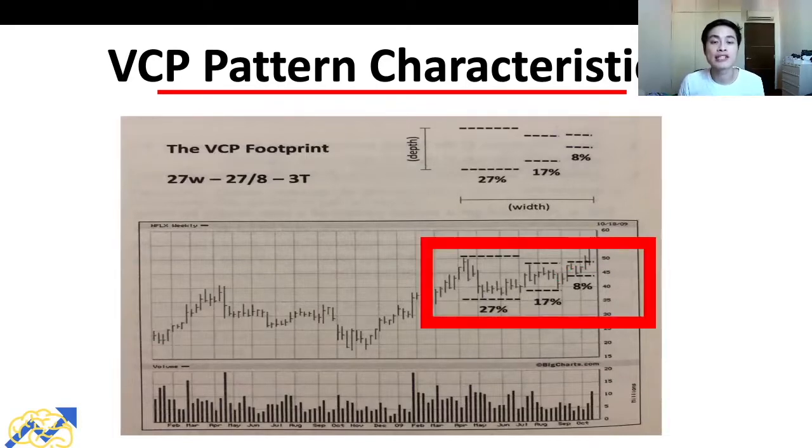So this meets the first characteristic of the VCP pattern, which is we want to see price volatility contracting from the left side of the base to the right side of the base. And for the second characteristic of the volatility contraction pattern, we want to see volume decreasing from the left side of the base to the right side. And we see that over here for this stock. For this stock, we see volume contracting from the left side of the base to the right side of the base. So this is an example of a stock which is being accumulated and which displays the VCP pattern.